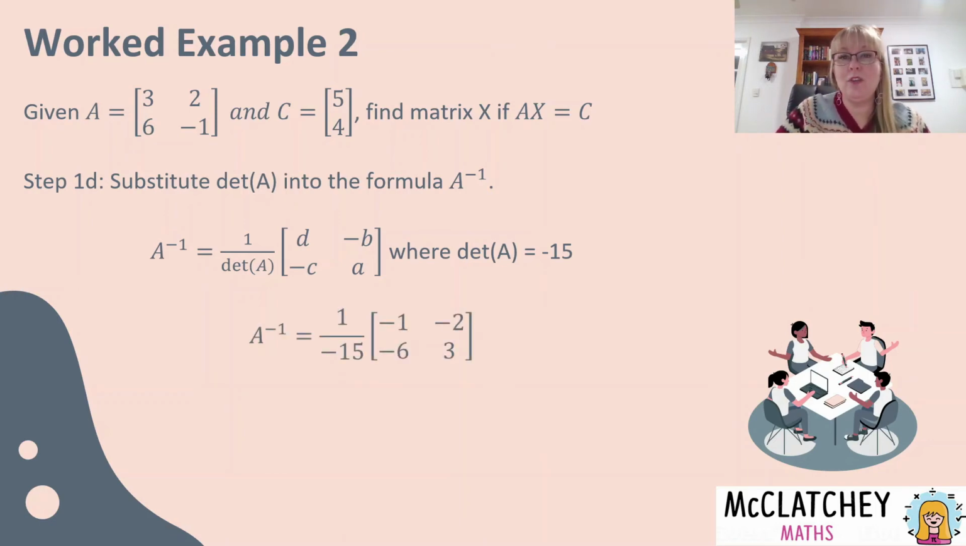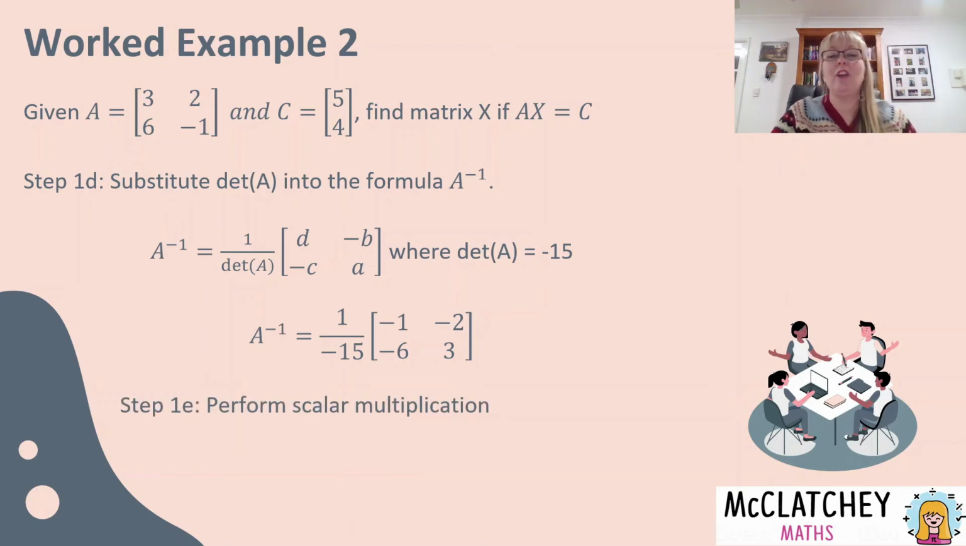I'm going to rearrange my original matrix so that I can find the inverse of A. The positions of D and A are going to switch, and the values of B and C are going to become negative numbers. Once I've changed that all around, I'm going to perform scalar multiplication. I'm going to multiply each of the members of that matrix by -1/15. This is where you need to know your fraction rules. It does get a bit messy here.